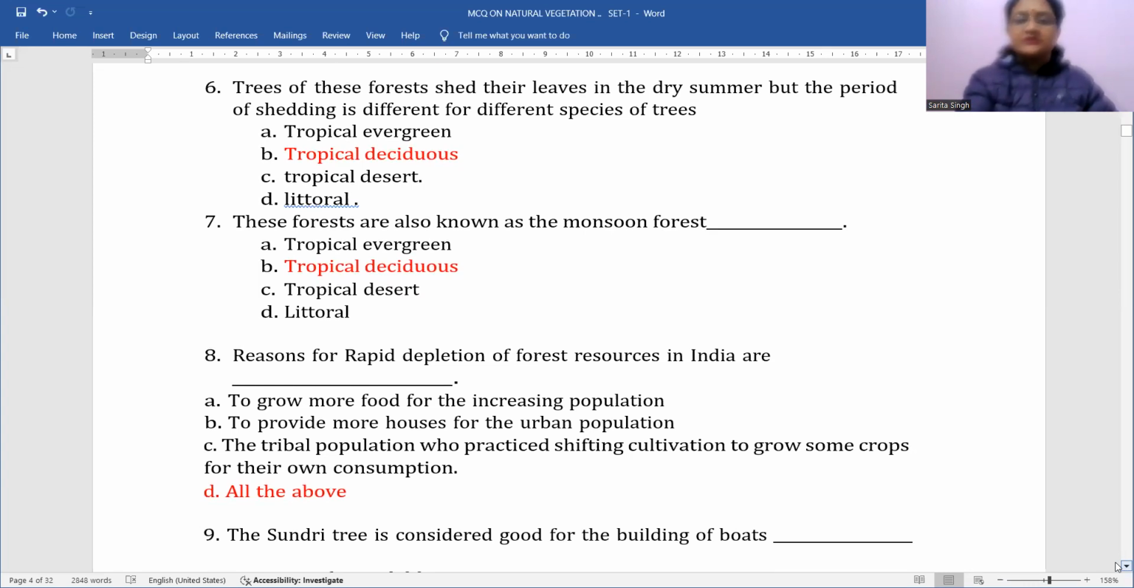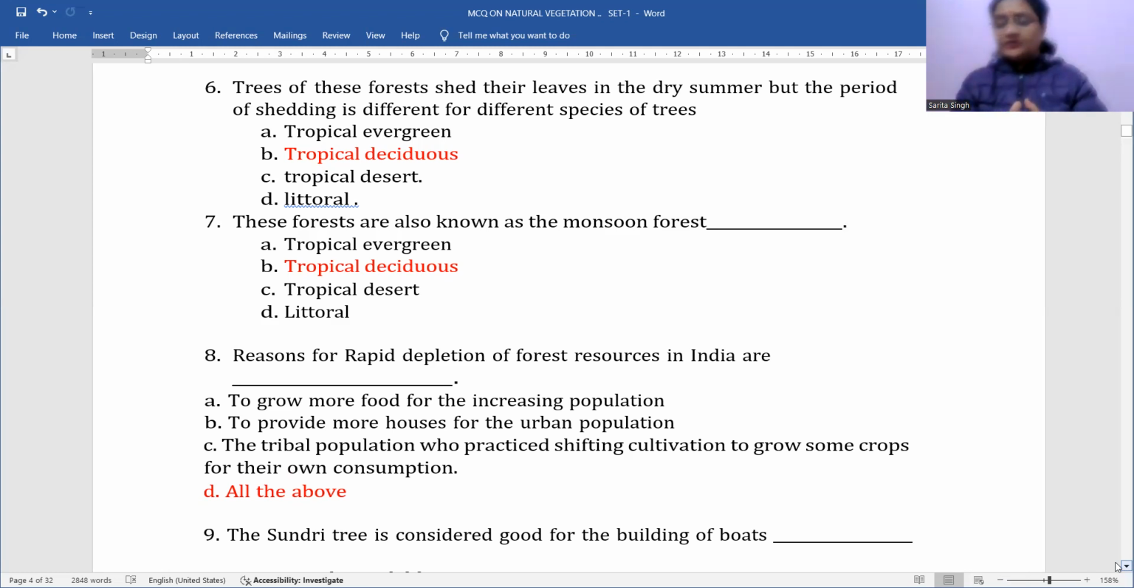Okay, these forests are also known as the monsoon forest. What will be the answer for this question? Number 1 is tropical evergreen, number 2 tropical deciduous, number 3 tropical desert, and number 4 is littoral. अब इसमें बच्चों एक चीज आपको याद रखना है, इंडिया में मैक्सिमम एरिया जो फॉरेस्टेड एरिया है, आपको ट्रॉपिकल डेसिडियस टाइप के वेजिटेशंस मिलेंगे. Okay, and this is one big reason why this is also called in India by the name monsoon forest, because India gets monsoon type rainfall basically, right, in maximum part of India.